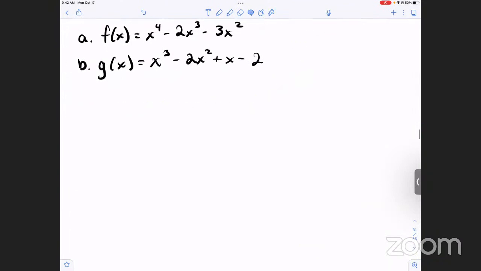And let's work on part A. So if we want to find the zeros, basically what we want to do is say x to the 4 minus 2x cubed minus 3x squared, we want to set that equal to 0 and solve, right? Something like this off the rip, you might want to ask yourself, is there a GCF, a greatest common factor?